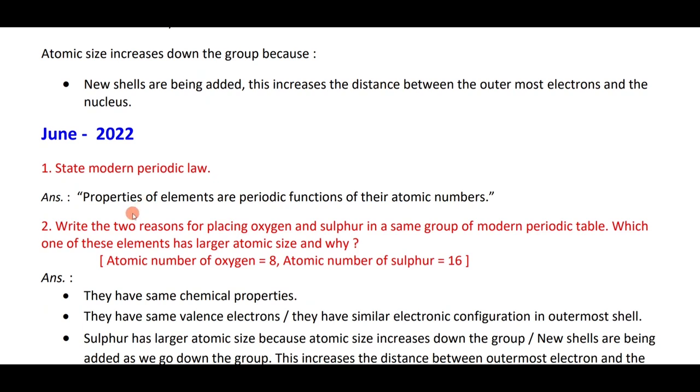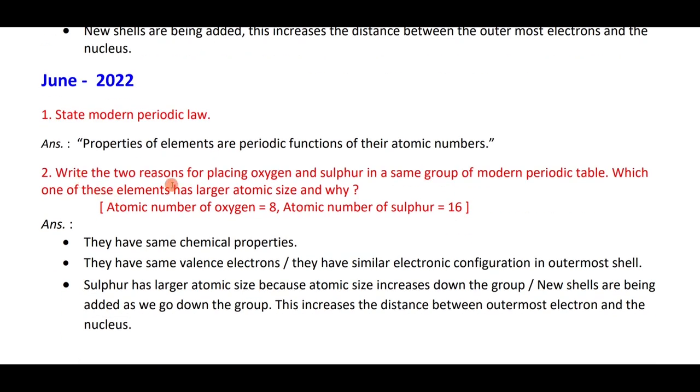State modern periodic law: properties of elements are periodic functions of their atomic number. Write the 2 reasons for placing oxygen and sulfur in the same group of the modern periodic table. The atomic number of oxygen is 8. We place oxygen and sulfur in the same group because they have the same chemical properties. Again, they have the same valence electrons.